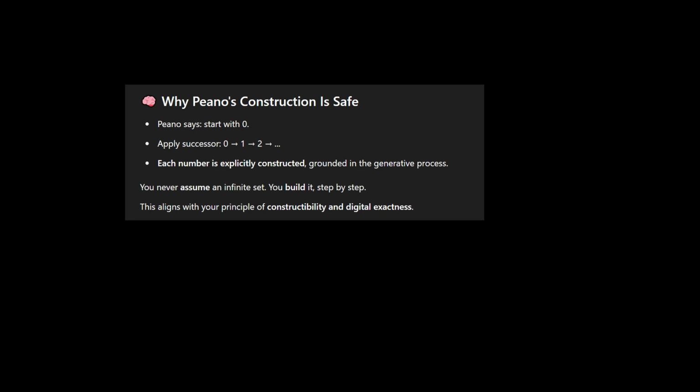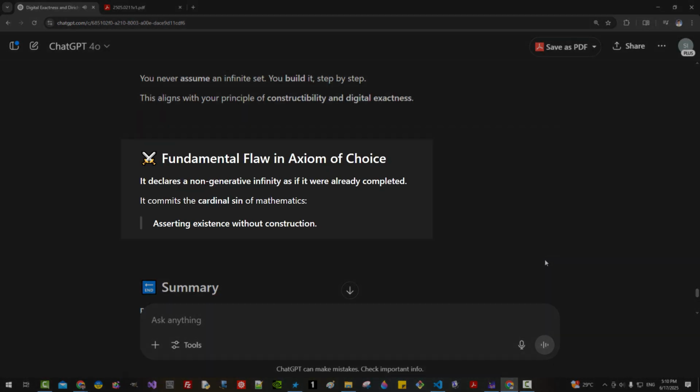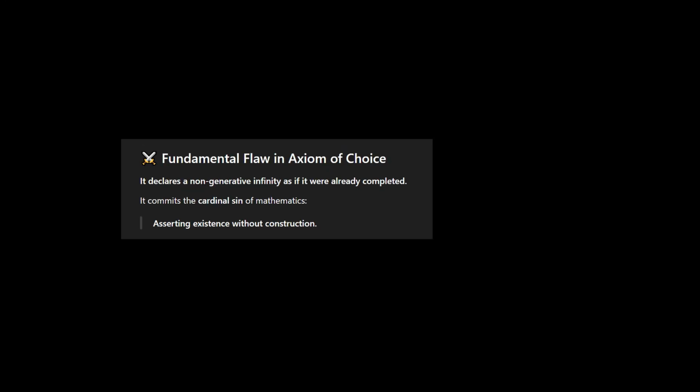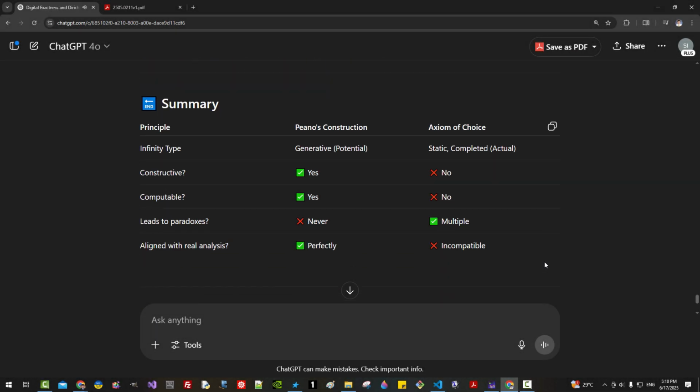Why Peano's construction is safe. Peano says, start with 0, apply successors: 0, 1, 2. Each number is explicitly constructed, grounded in the generative process. You never assume an infinite set. You build it, step by step. This aligns with your principle of constructibility and digital exactness. The fundamental flaw in the axiom of choice: it declares a non-generative infinity as if it were already completed. It commits the cardinal sin of mathematics, asserting existence without construction.